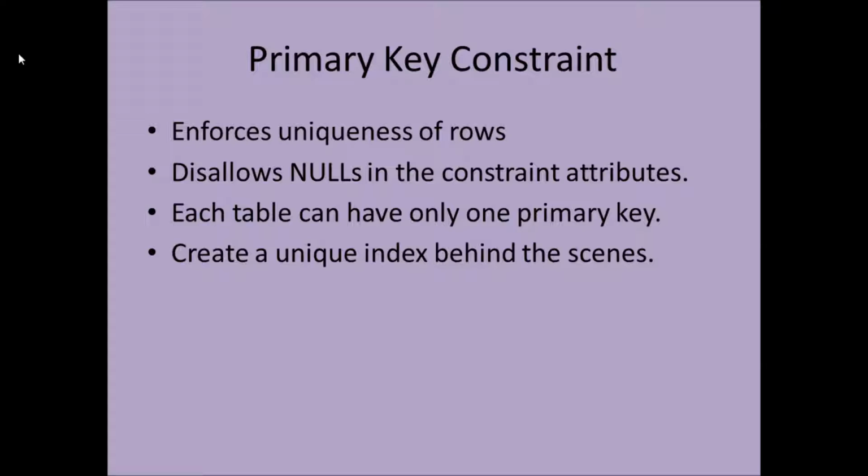Primary key constraint disallows null in the constraint attribute. Each table can have only one primary key. A primary key constraint creates a unique index behind the scenes. This it does for the uniqueness of primary key columns.